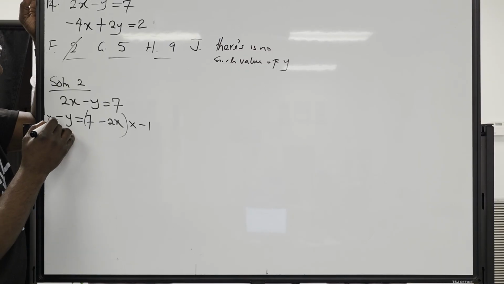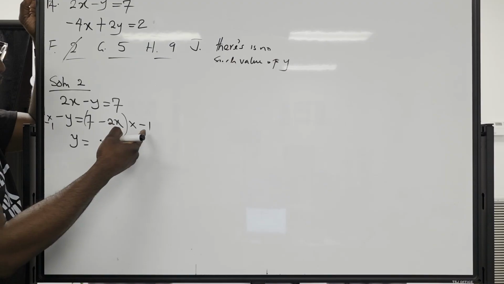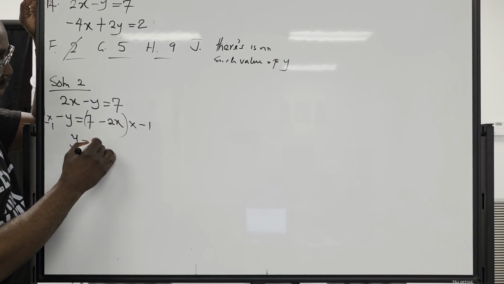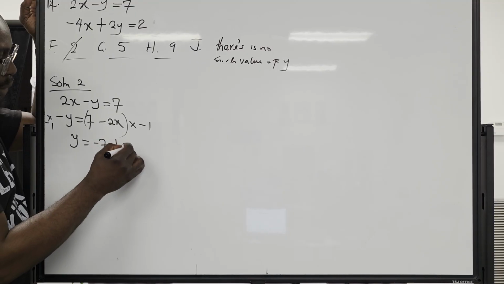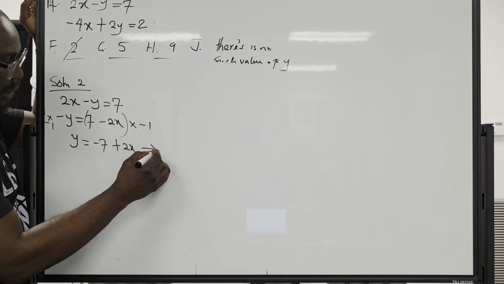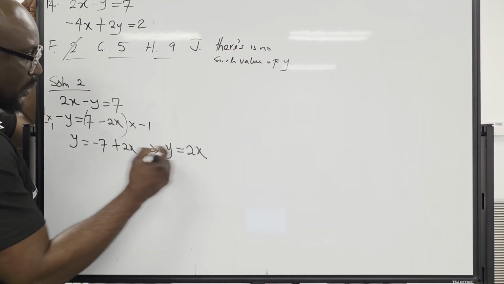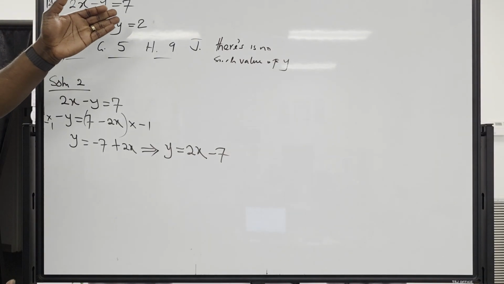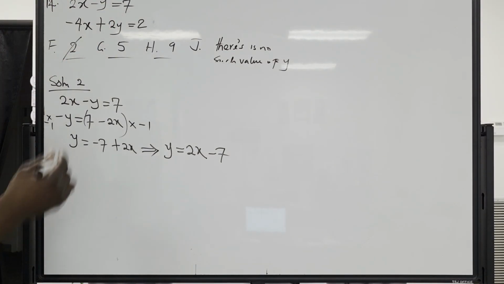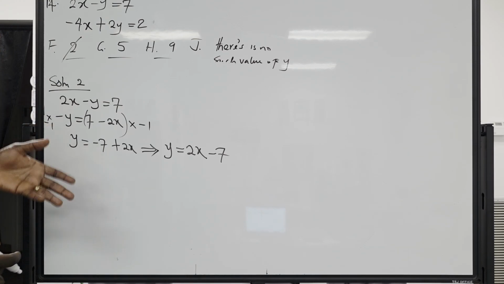So minus 1 times minus y should give us y. Minus 1 times 7 should give us minus 7. And minus 1 times 2x should give us plus 2x, right? So we can actually rewrite this as y is equal to 2x minus 7. You can write it as that. So you can do it this way, or you can just do it the other way. Any way you want to do it, it doesn't matter. What matters is that you understand what we're doing, right?